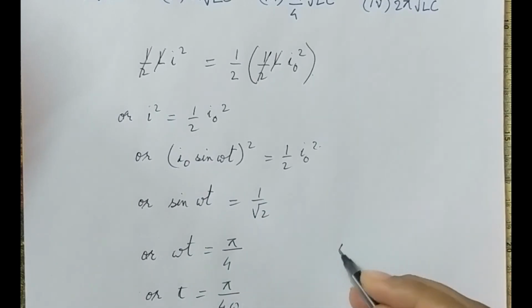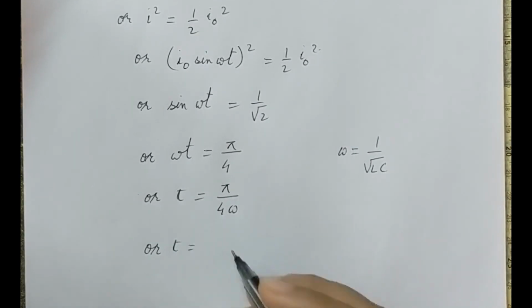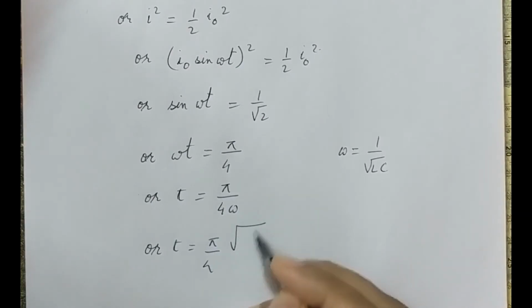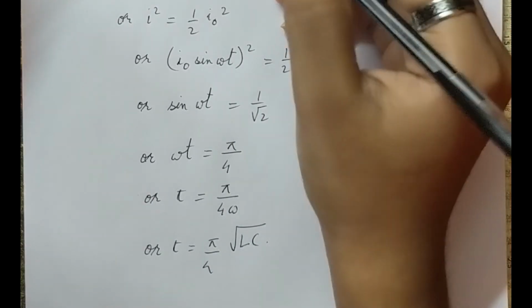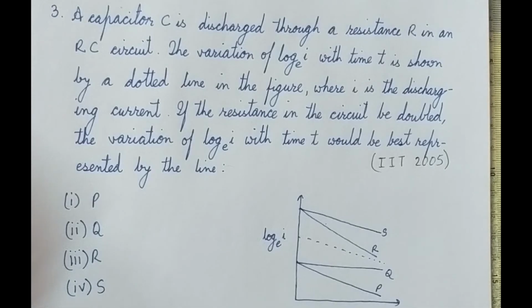We know in an LC oscillation omega is equal to 1 by root over of LC. So we put that in here. So we get t is equal to pi by 4 into root over of LC. So correct option is option number 3. Time for the next one.